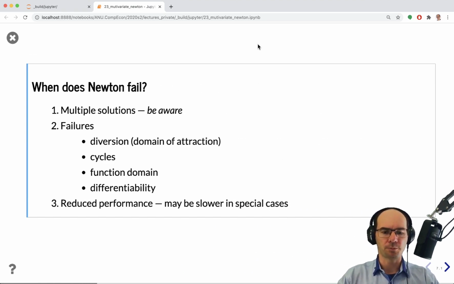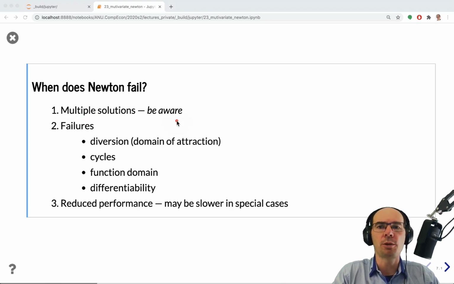Let's talk about when Newton fails. Well, first of all, if the equation has multiple solutions, then it is hard to say which solution we will converge to. And this is a fundamental property of Newton method, and this is something that we really need to be aware of. In economics, we meet that all the time, that unless we've proven a theoretical property of the function that we're working with, there might be multiple solutions. Be aware. Now, the particular failures of the Newton method include the following cases.